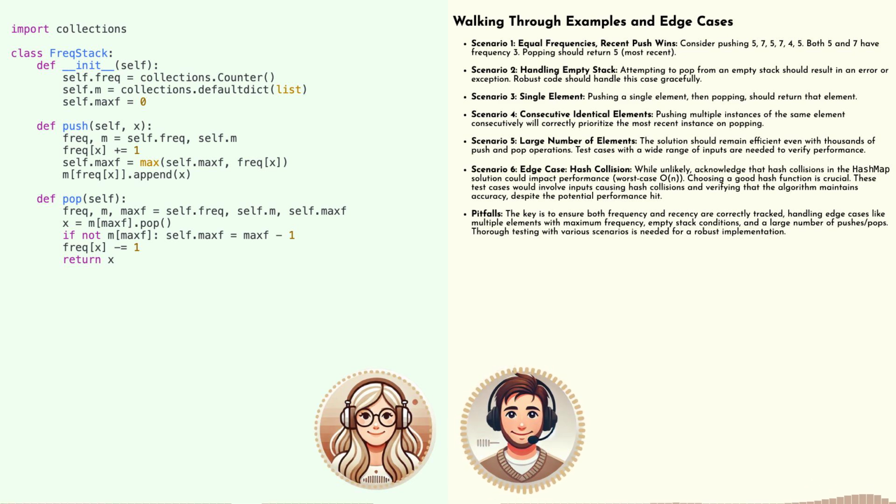Right on. Now, we need to get that 8 into the right spot in our stackMap. So we'd go to the frequency level 1 in stackMap. Yeah. If there's already a stack there, we'd just push 8 onto it. If not, we'd create a new stack for frequency level 1 and put 8 in there as the first element. You nailed it. Now, let's say we push another 8.